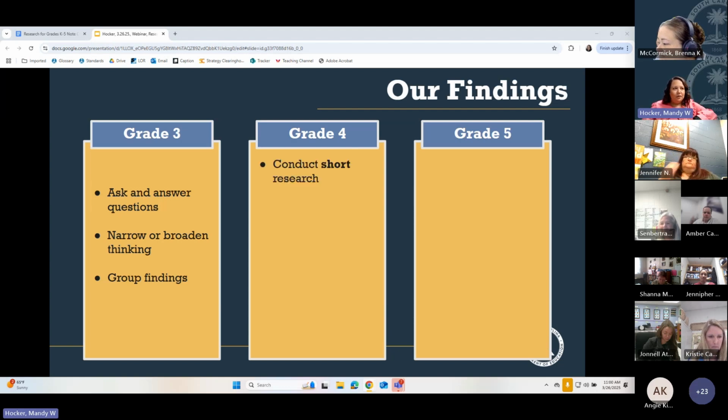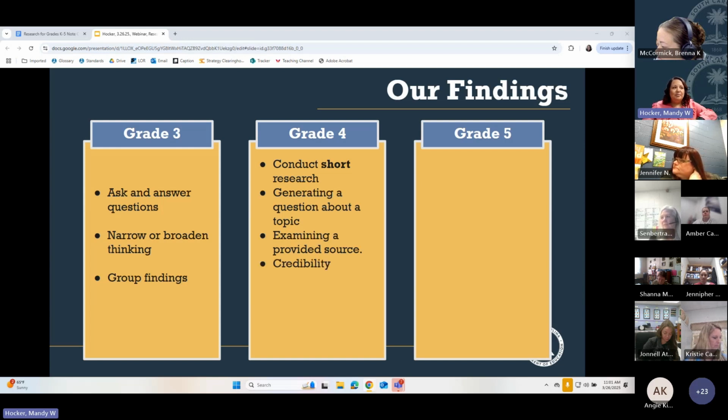All right, 4th grade. Now here's where those indicators drastically change in language. We're conducting short research. We're generating a question about a topic, examining a provided source. We look at credibility, relevance, grouping related findings, and citing sources. All right, fourth grade. I know some of you in there are willing to unmute and talk to me. What were some of your findings from the needs and guarantees activity?